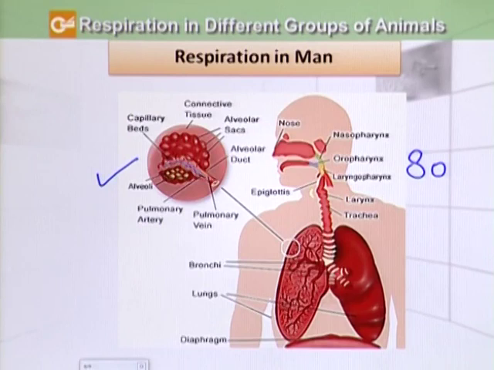So, respiration occurs when the air is taken in via the nose, and then it is taken to the pharynx and then to the larynx, and then via the trachea it is divided or bifurcated into the 2 bronchi, and then into the bronchioles, and finally to the alveoli. It is here where the exchange of gases occurs.